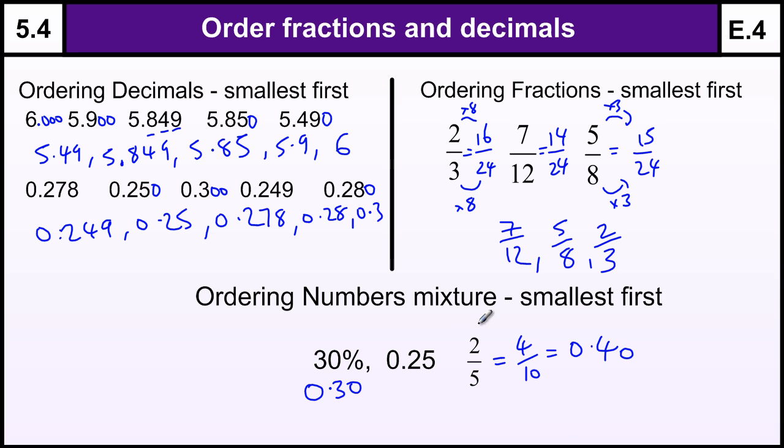So if we're looking at fractions, we need to change to something that allows us to change to decimals. Best to change to tenths or hundredths, then you can write the decimal down. So the smallest one there is 0.25, followed by 30%, followed by 2/5. And it's surprising how big 2/5 actually is, and that's where most people go wrong.